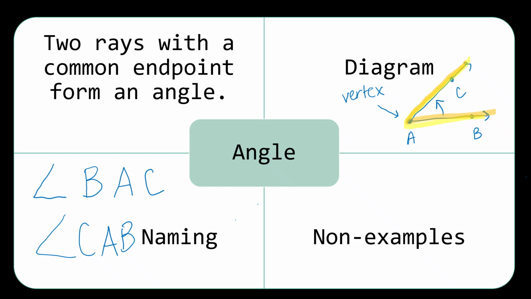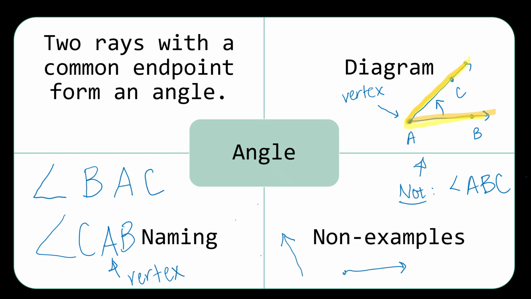Just a naming convention, this angle right here is not angle ABC because the vertex is not at B. The middle letter has to be the vertex when we're naming an angle. Okay, it's also not an angle if our 2 rays do not share an endpoint. That's not an angle.